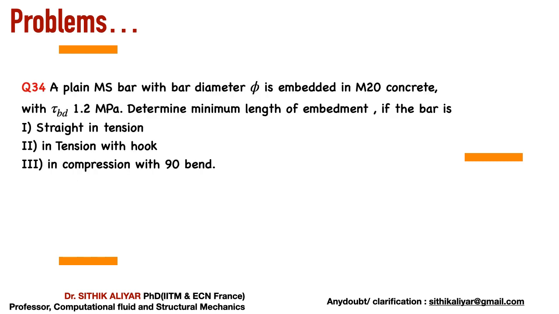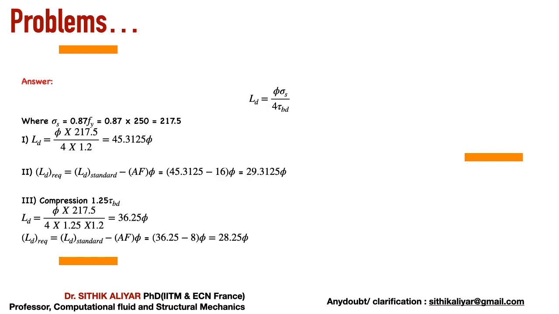Second question, if the bar is under the same tension, still under tension, but with a hook. A hook is nothing but a 180-degree bend. So the LD required will be equal to, you know the formula, the standard development length that you will provide minus anchorage factor into phi.